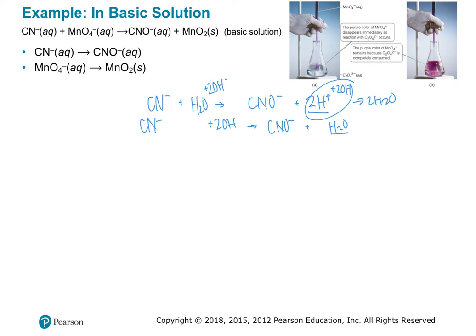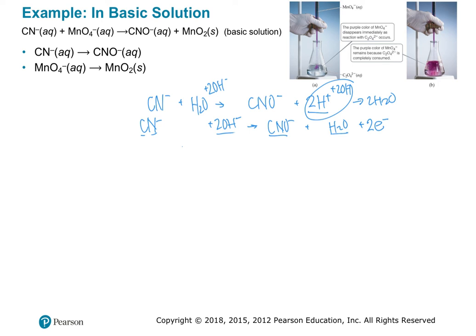Cool. Now we need to balance electrons. So I have -1, -2 here, so a total of -3 on this side. I have -1 over here, a neutral. So I need to add 2 electrons over here to balance that out. Great.